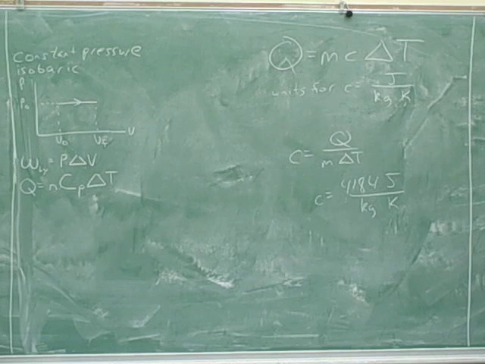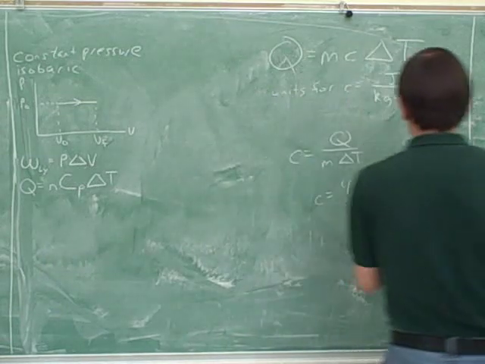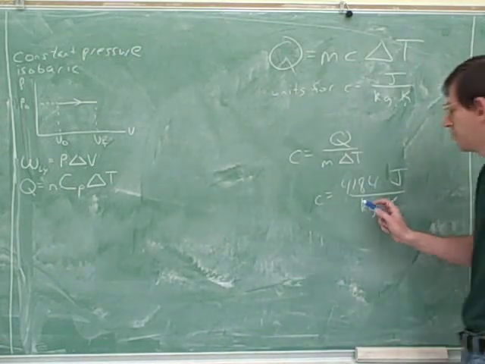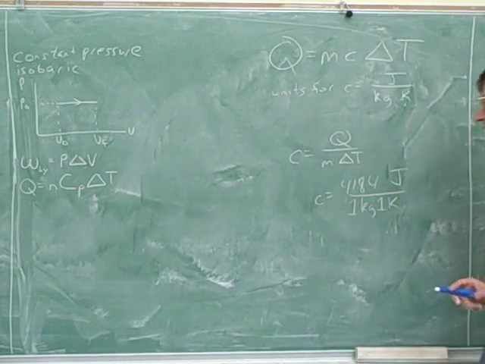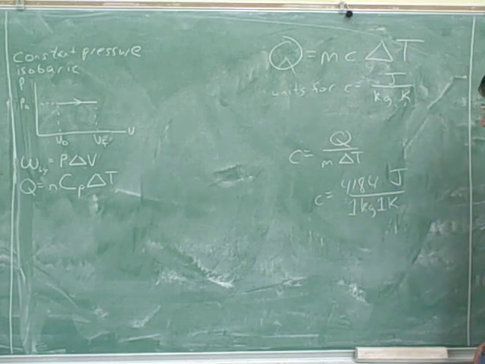That it takes 4,184 joules of heat to increase the temperature of 1 kilogram of water by how much? By 1 Kelvin. That's right. So we talked about how it's useful to imagine that there's a 1 in front of these units. Putting a 1 here doesn't change things.